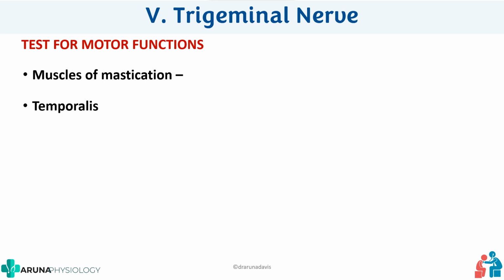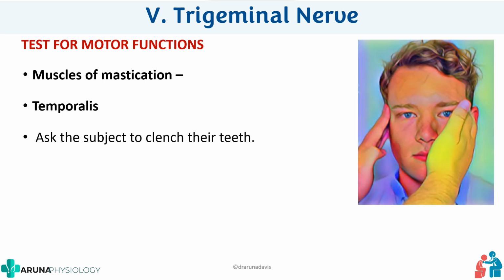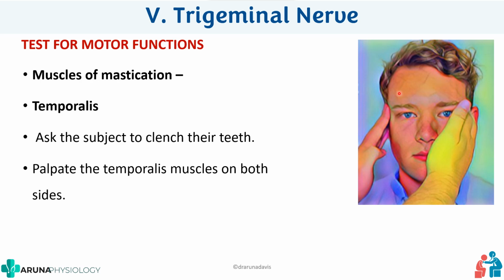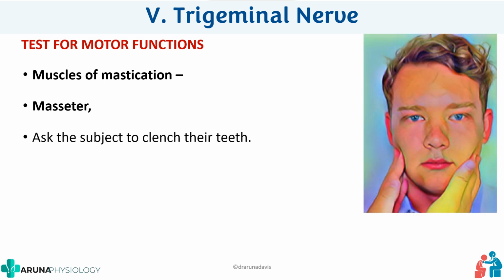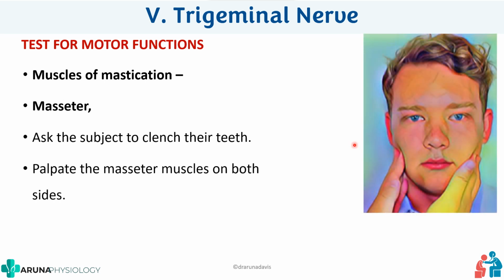To test for the temporalis, you can ask the subject to clench the teeth, and we palpate the temporalis muscle on both sides. It is somewhere here. It will be more prominent when you clench the teeth. The next muscle of mastication is the masseter. To test for the masseter, again you can ask the subject to clench the teeth and you palpate the masseter muscle on both sides.